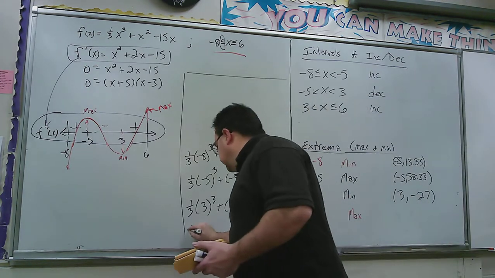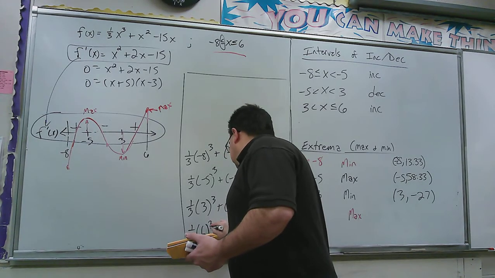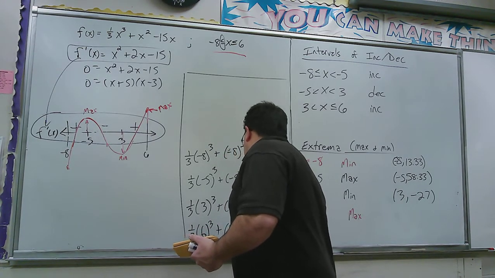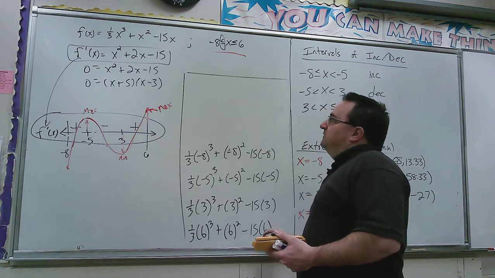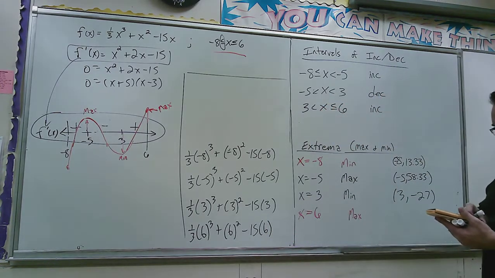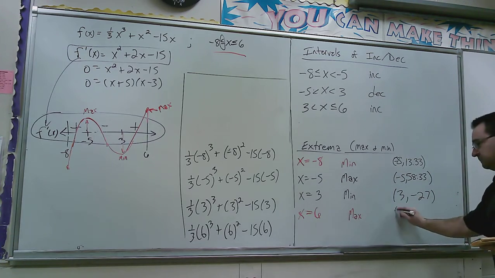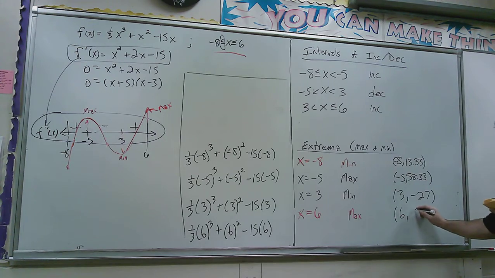And my last one is 1/3 times 6 cubed, plus 6 squared, minus 15 times 6. So that'll be 216 over 3 plus 36 minus 90. 6, 18. So there's my coordinates.